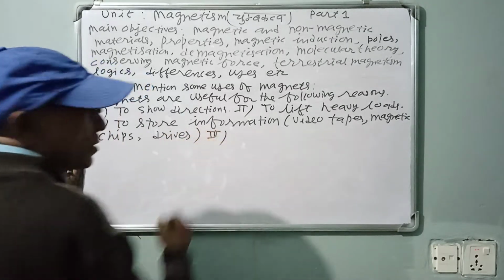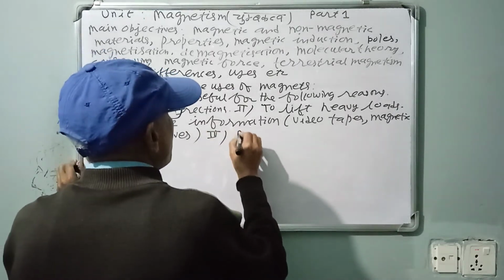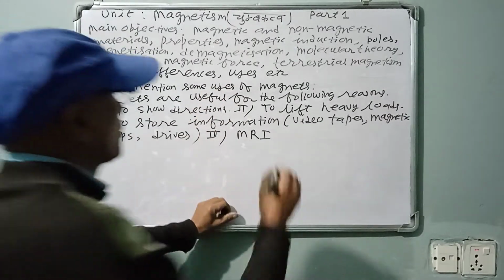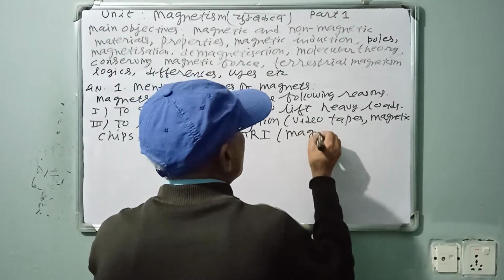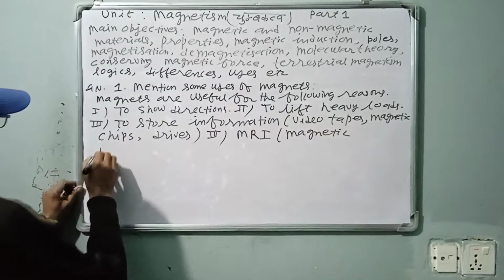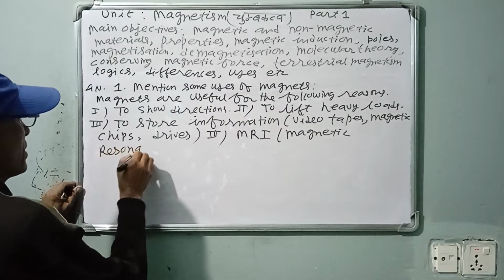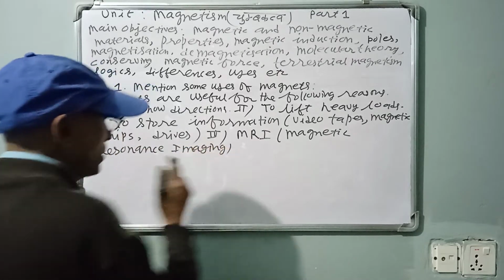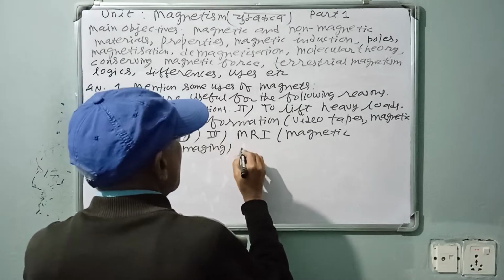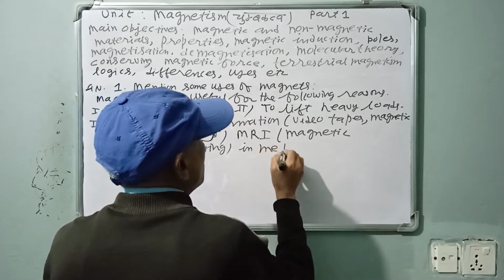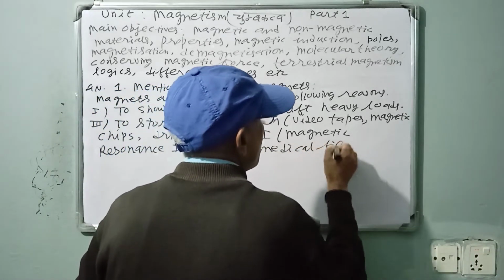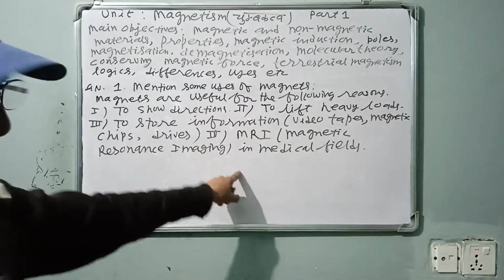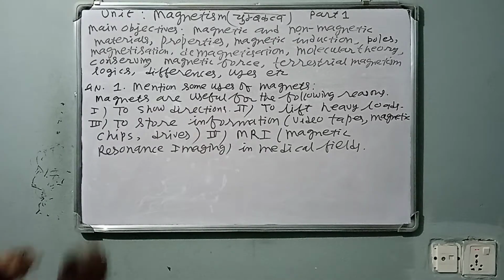Another very important thing is MRI. For MRI, magnets are very important. Magnetic resonance imaging. For MRI in the medical field, MRI, magnetic resonance imaging. Magnets are very useful.